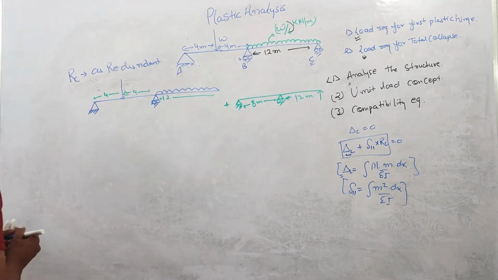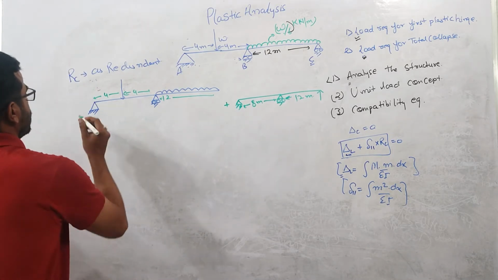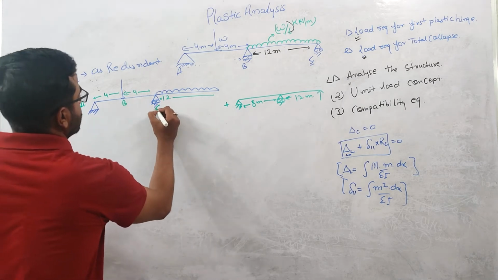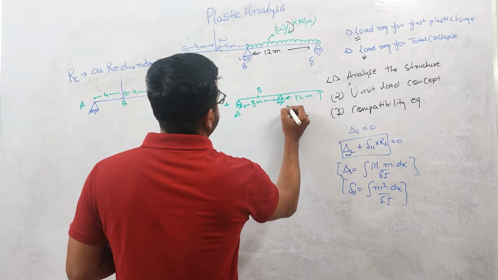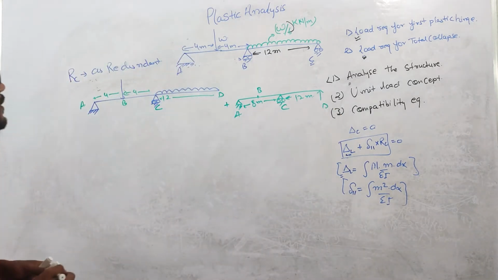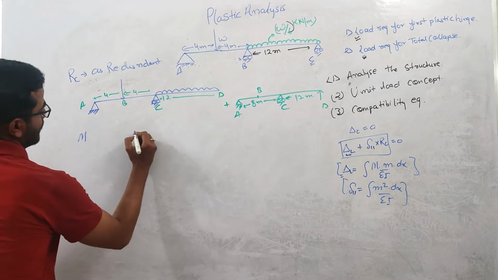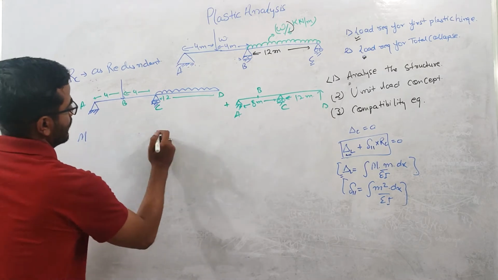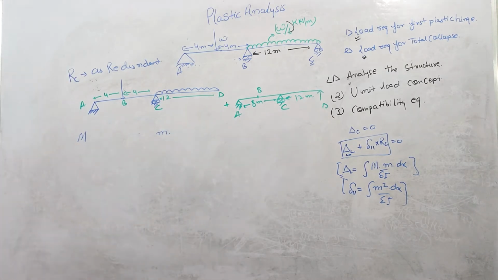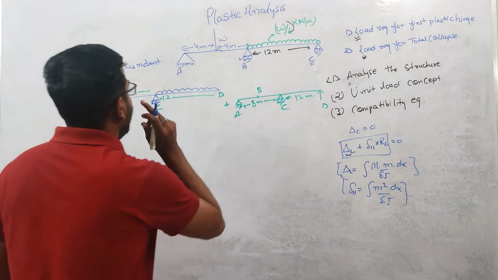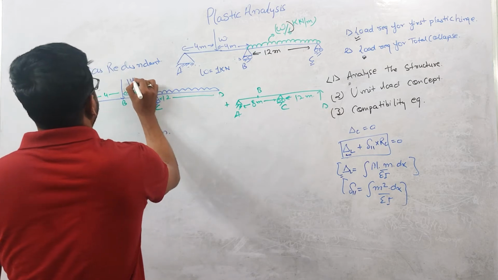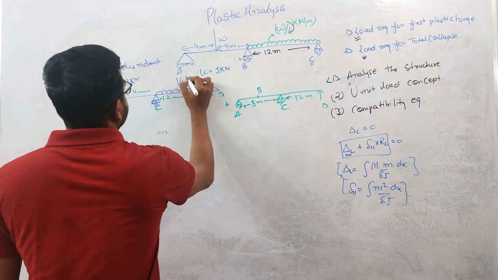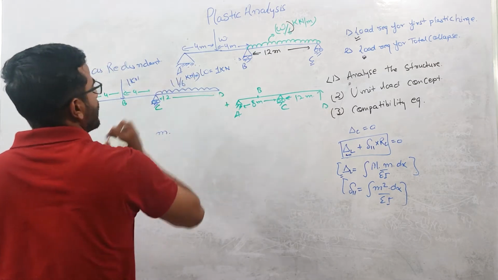Okay, so now we'll be forming one table. So this is A, this is B, this is C, this is D, this is A, this is B, this is C, this is D, right? So now let us calculate. This is M, this is M. Okay. And I'm assuming this W as 1 kilonewton. Okay. So this will be 1 by 6 kilonewton per meter.